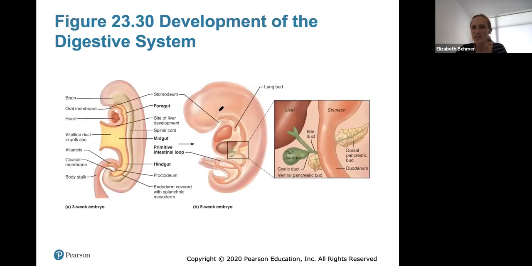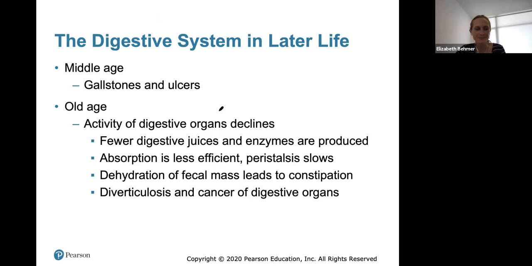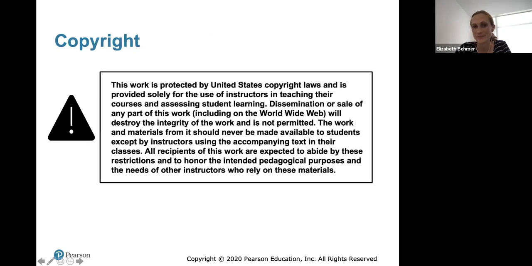Embryological development of your digestive tract, I don't include, so you don't have to worry about that, but we'll end this talking about the digestive system later in life. By middle age, you might form more gallstones or ulcers that could be due to activity or nutrition levels. And by old age, the activity of your digestive organs declines, fewer digestive juices are produced, absorption is less efficient, peristalsis slows, dehydration of fecal mass could lead to constipation, and diverticulosis and cancer of your digestive organs, specifically colon cancer, can also occur. So that was a quick lecture.